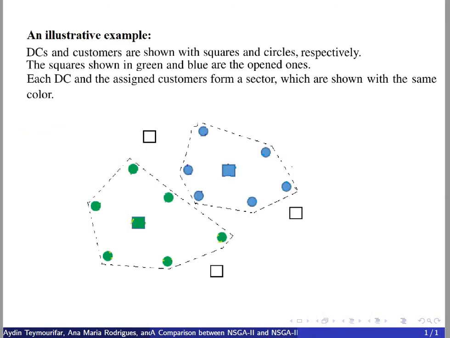This is an illustrative example of the problem. DCs and customers are shown with squares and circles respectively. The squares shown in green and blue are the opened ones. Each DC and the assigned customers form a sector, which are shown with the same color.